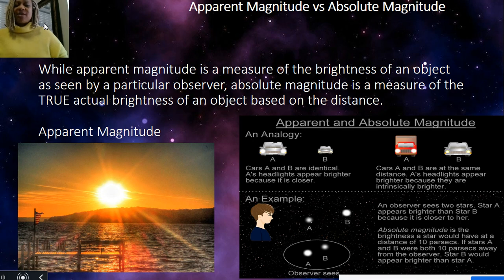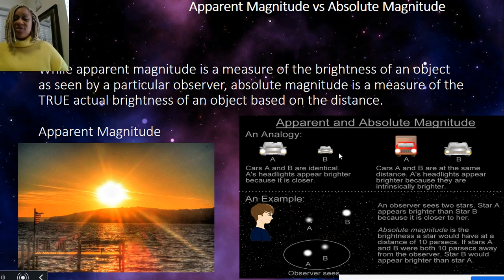So while apparent magnitude is a measure of the brightness of an object as seen by a particular observer, like myself or you, absolute magnitude is a measure of the true actual brightness or luminosity of an object based on the distance. And here's a really great analogy I found online. This really gives you an idea of that apparent and absolute magnitude.